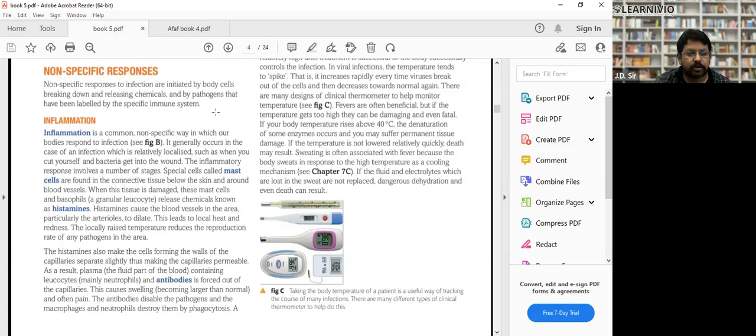Histamine causes the blood vessels in that area, particularly arteries, to dilate, meaning expand. This leads to local heat and redness. The locally raised temperature reduces the reproduction rate of pathogens in that area, basically bacteria. When body temperature increases, it reduces the rate of multiplication of the bacteria. Clear? Yes.